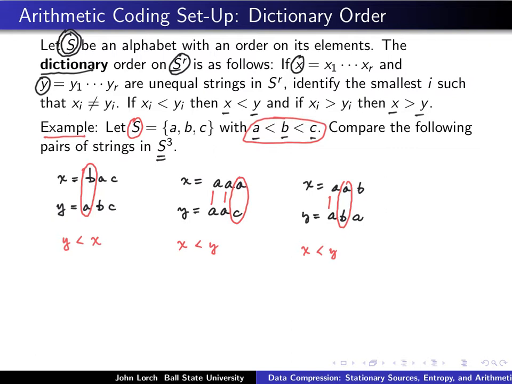We could also do the same thing now for S3. We could take all of the strings of length 3 and list them in order from smallest to largest. Now you might observe that this particular value of X is our smallest string possible in S3. And then what would the largest string be? Well, it would be CCC.